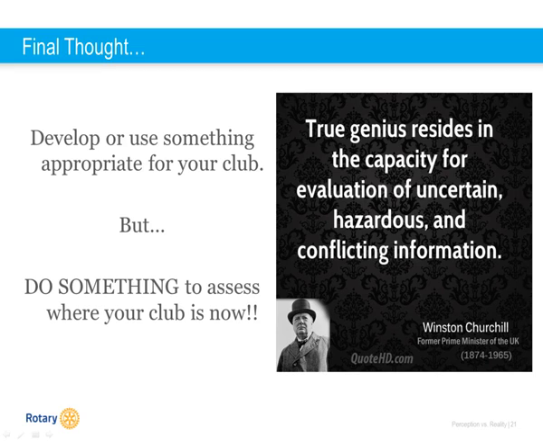So while we've emphasized the benefits of evaluation and shown you some tools Rotary International has provided, it's more important that you use something that fits the needs of your club. But it is more important, especially if you fit into column B or close to column B, that you do something now to assess where your club stands. If not now, when?